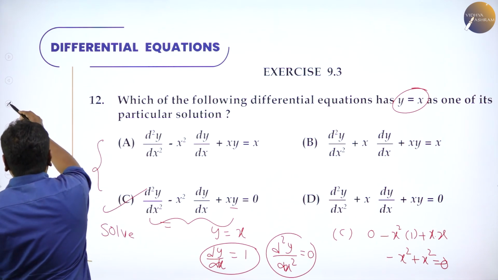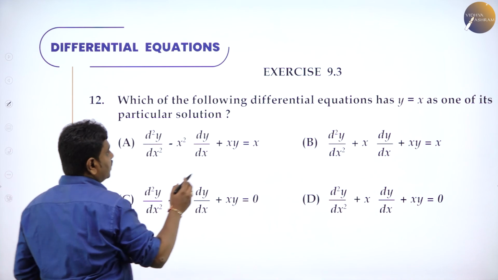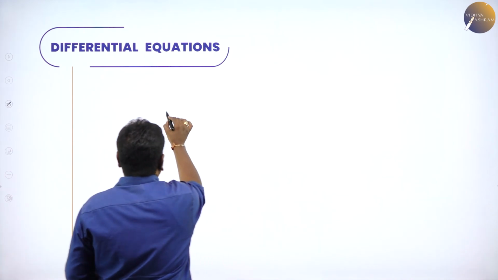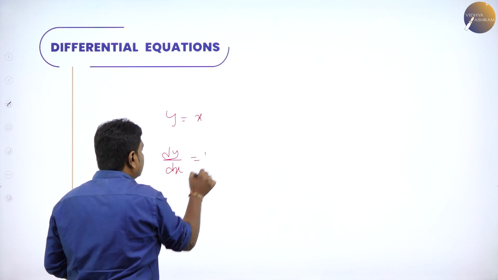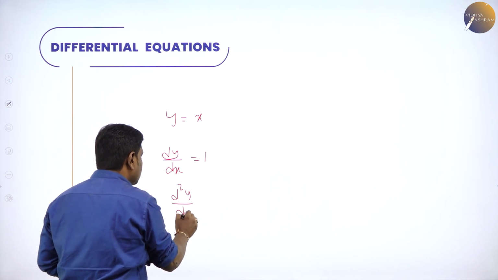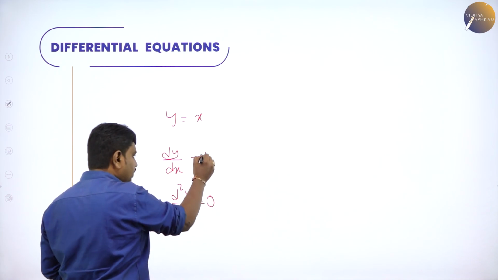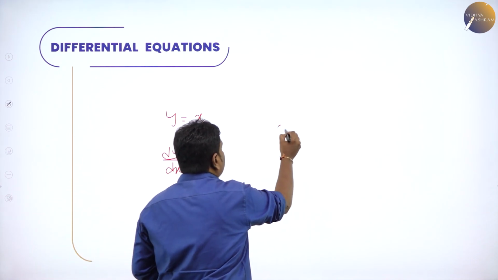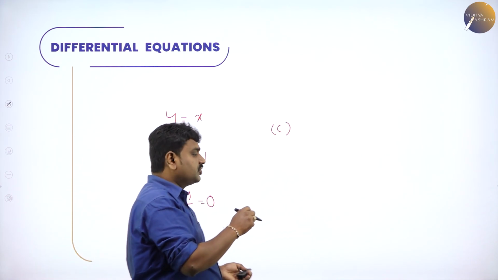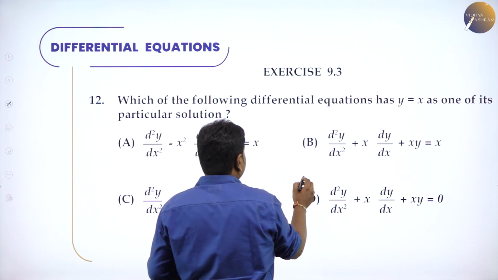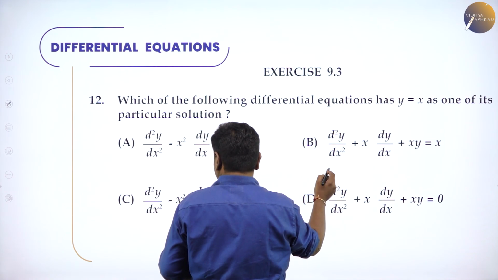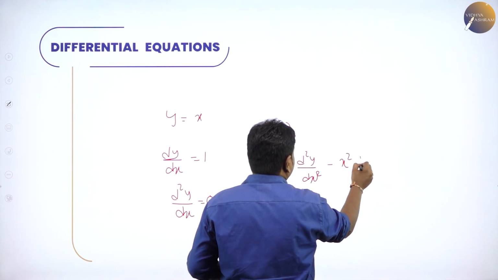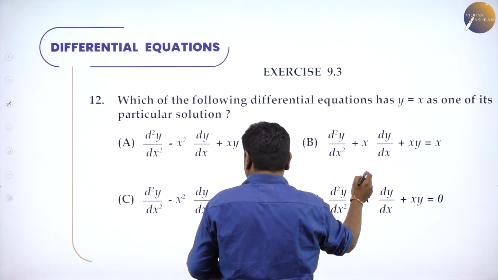Let me repeat. What is the method? See, here they gave y is equal to x. From that, what is dy by dx? 1. What is d square y by dx square? 0, the derivative of 1. So now if I substitute in option 1, it fails. Option 2, it fails. Option C, I'll substitute. What is option C? They gave d square y by dx square minus x square dy by dx plus xy.